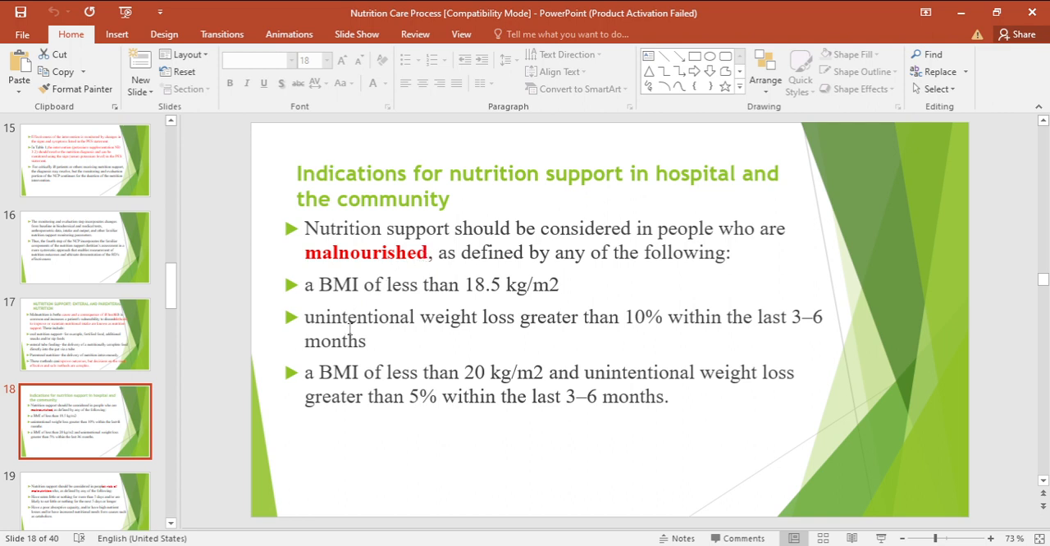undernourishment or severe malnutrition. Then, the case of unintended weight loss that is greater than 10% within the last 3 to 6 months. A BMI of less than 20 kilograms per meter squared. And finally, unintentional weight loss that is greater than 5% within the last 3 to 6 months.